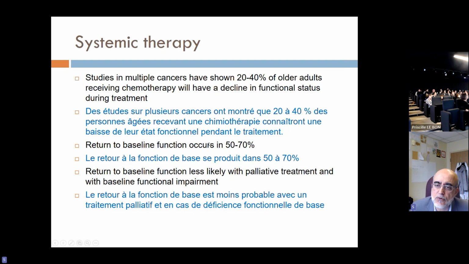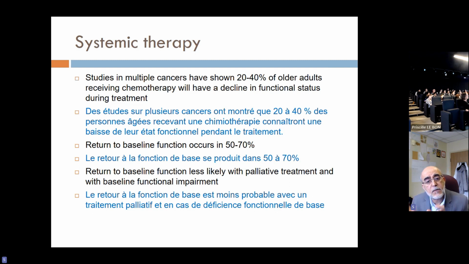So in general, in the setting of cancer therapies, we know that older adults who undergo chemotherapy will on average have a decline in functional status during treatment. On average, 20 to 40% of people will have a decline in one or more basic or instrumental activities of daily living. In other words, they will go from being independent in shopping to needing assistance, or independent in bathing to becoming dependent on bathing, for example, during chemotherapy. And this is important when counseling your patients.